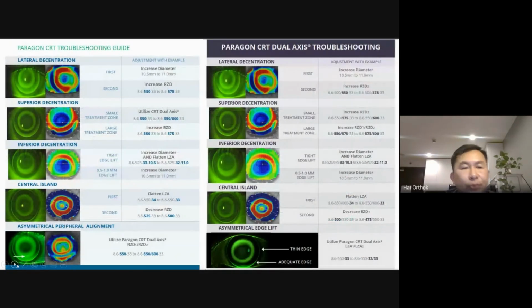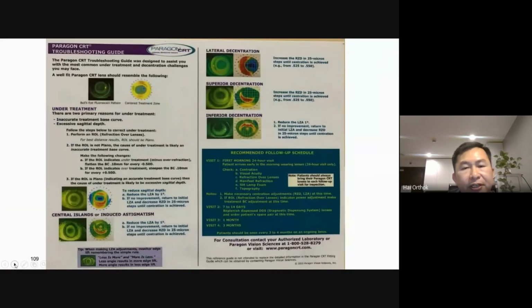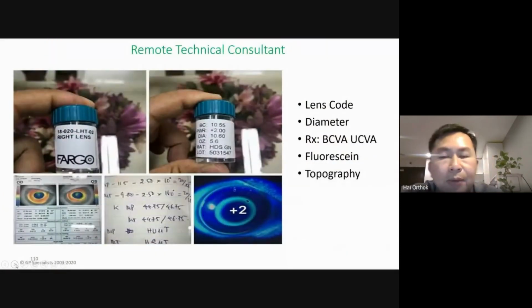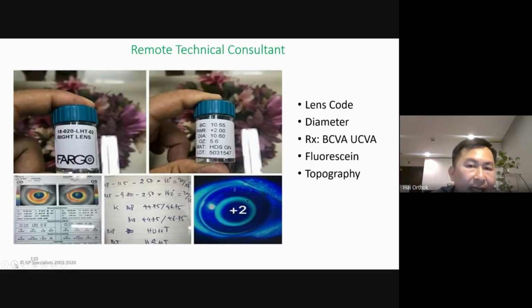Well, all of these are the review that I explained to you previously. You can review at home when you have more time, similar to this section. If you have any problem with troubleshooting the IC lens or the Paragon CRT lens, I can help you troubleshoot remotely, but you have to provide me enough information. With this, you provide the lens code or the customized code. We have the patient name here and some of the information here. I can retrieve the lens in the system and help you troubleshoot the lens.